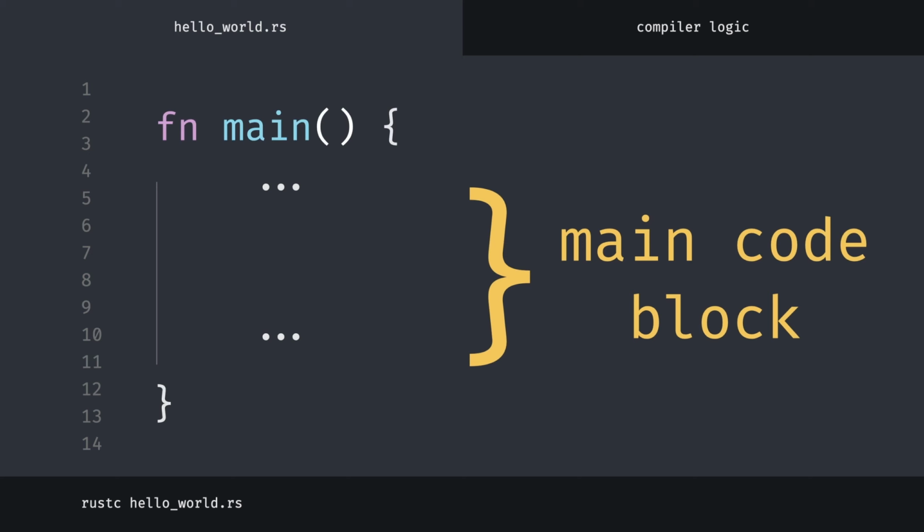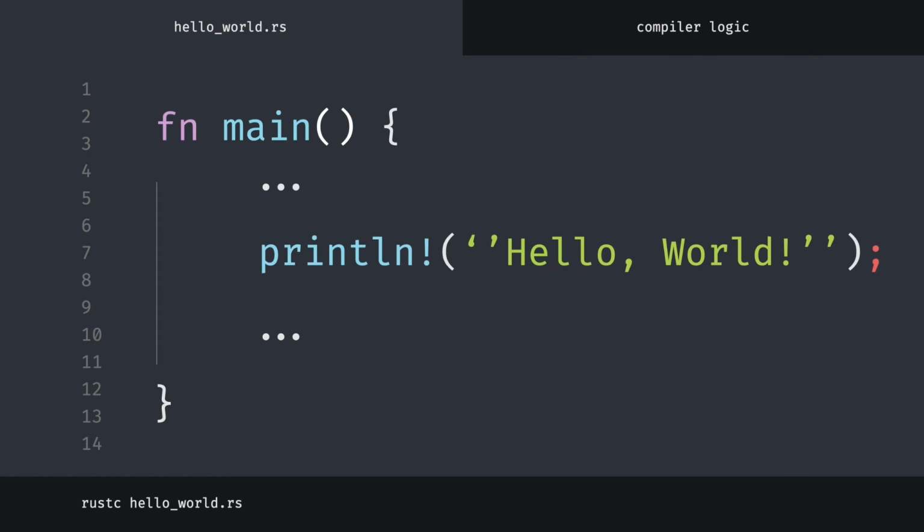To do this, we will use the println macro. Macros are very useful structures in Rust, and I should point out that although they look like functions, they are different from each other. For now, just know that function-like constructs that use the exclamation point are macros. With the println macro, we will write hello world.